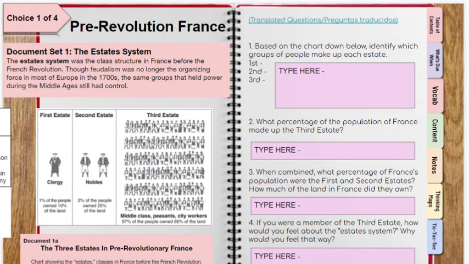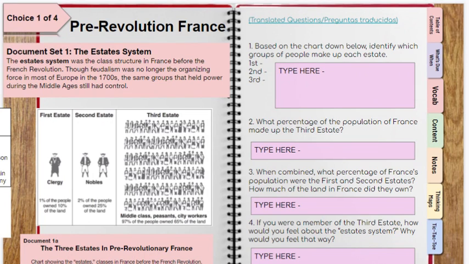So when we are looking at France before the revolution begins, it's important for us to understand the estate system. This was a class structure in France before the revolution began. Though feudalism was no longer the organizing force in Europe, the same groups that held power during the Middle Ages still had control over society. So we see here very clearly three groups, and then we have the visual to really help us understand the quantity of people going in each group.